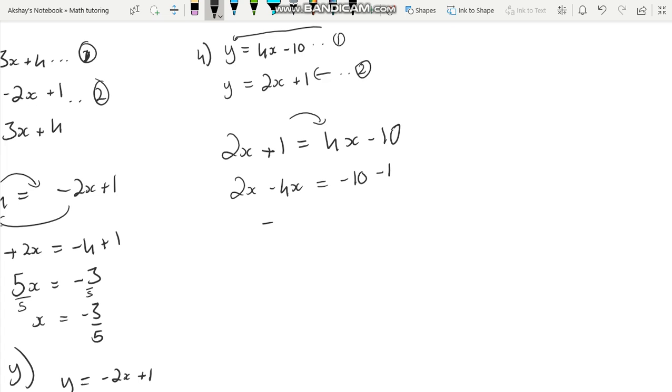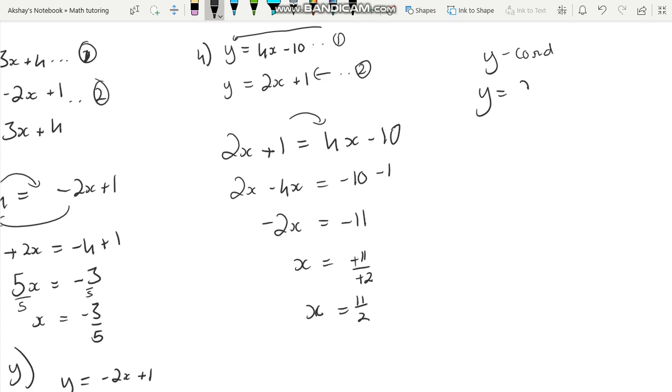2x minus 4x gives me negative 2x. Negative 10 minus 1 gives me negative 11. x is equal to negative 11 divided by negative 2. Negative negative becomes positive. I'm left with 11 divided by 2 is equal to x. To find my y coordinate, I need to substitute x is equal to 11 divided by 2 into my second function.